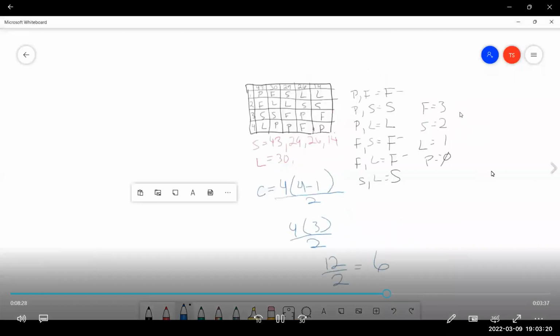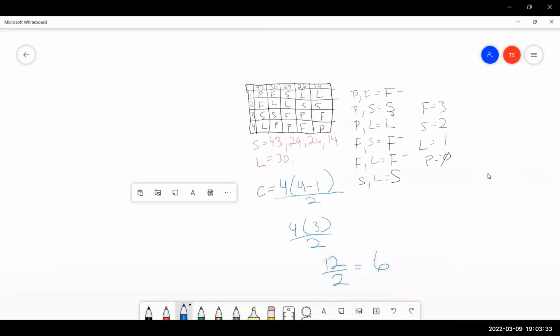So this is what we came up with. We did all of the pairing and then we added the numbers across down here. This is the last one that we did. But for the first round, F1, the second round, S1, the third round, L1, the fourth round, F1, the fifth round, F1, and the sixth round, S1. So F ended up with 3, S ended up with 2, L ended up with 1, and P ended up with 0. But then we did the little math method.